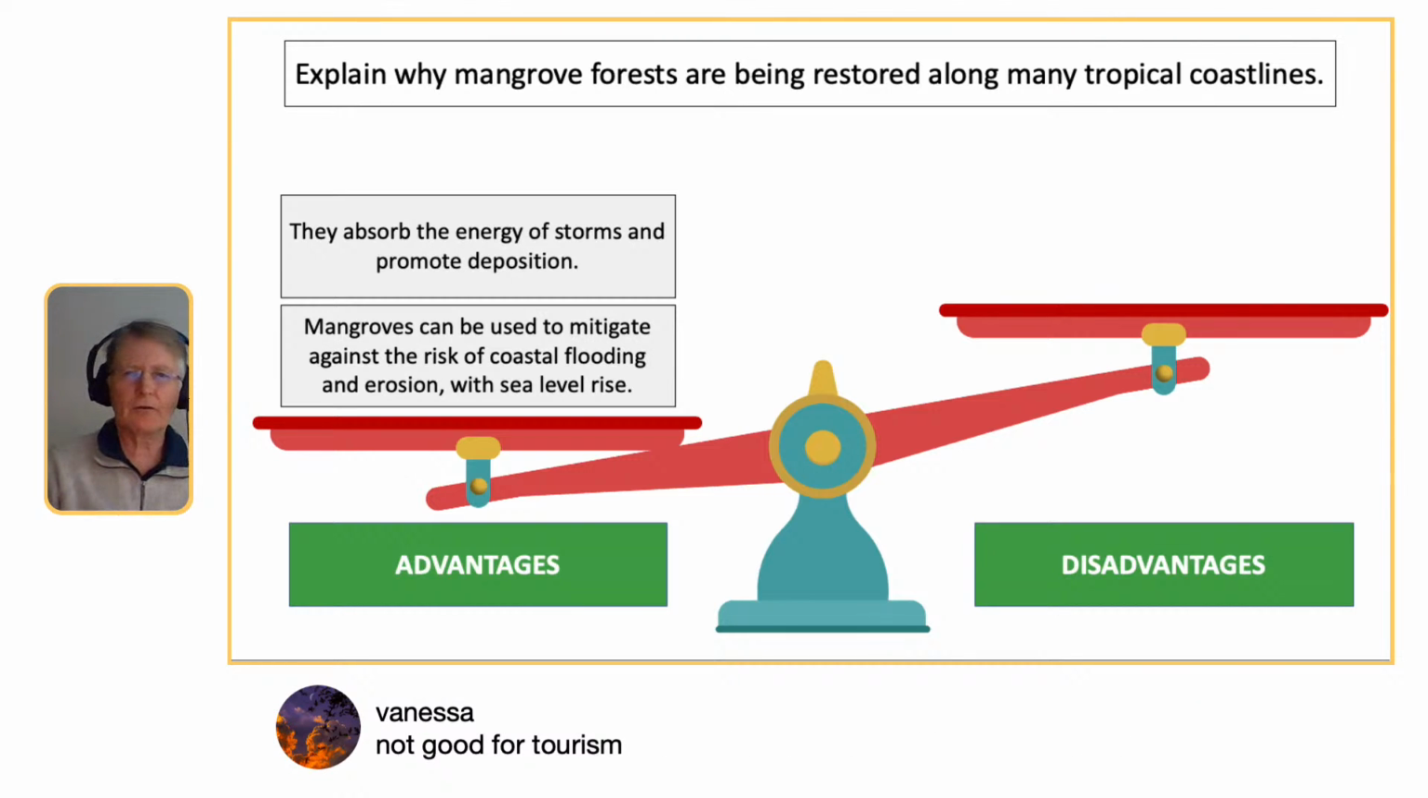Okay, just before we go on to those, a couple of people catching up on some of the advantages. Somebody mentioned the fact that the mangroves act as fish nurseries. That's very true. That's a very good advantage as well. So let's look at the disadvantages.